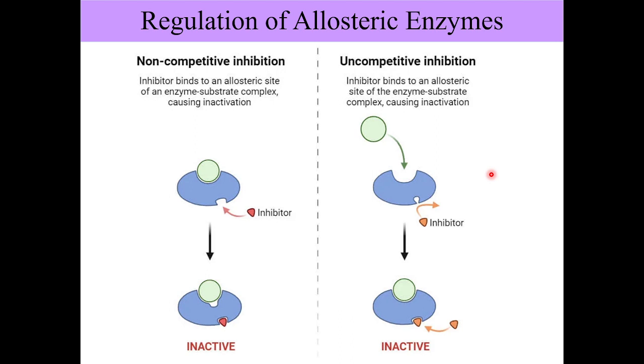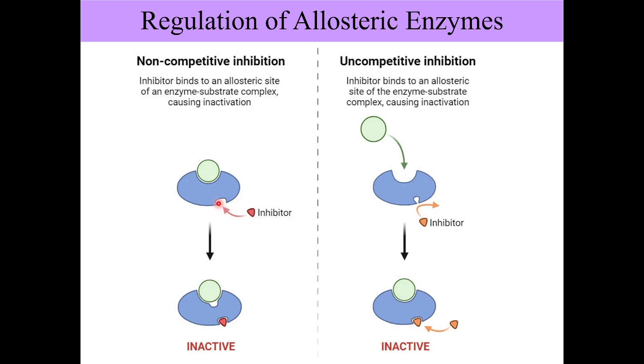Now we will look at inhibitors that do not bind to the active site of the enzyme, but they prevent the catalytic activity of the enzymes. If you look at this figure, this is a non-competitive inhibitor which is binding to this inhibitor binding site, and it is binding to this particular enzyme substrate complex. So see, the inhibitor binds to an allosteric site of an enzyme substrate complex, causing inactivation.